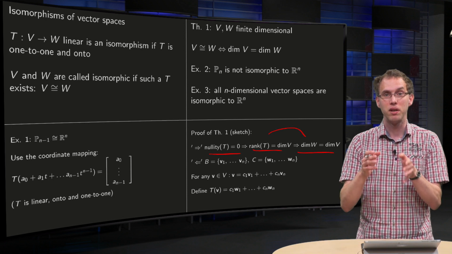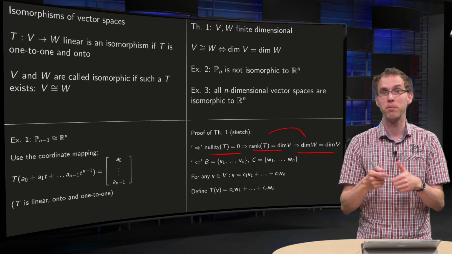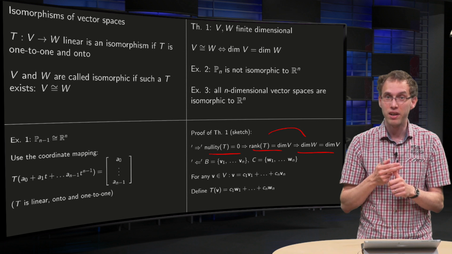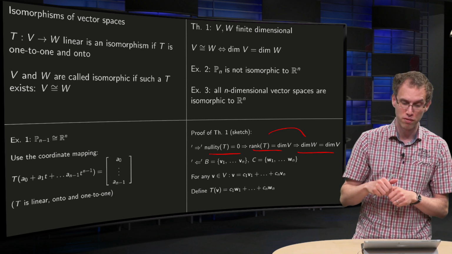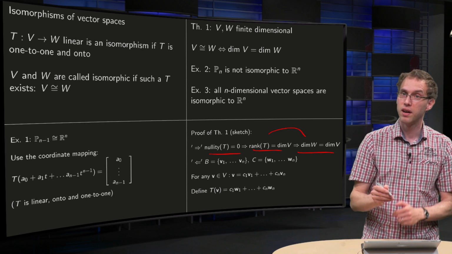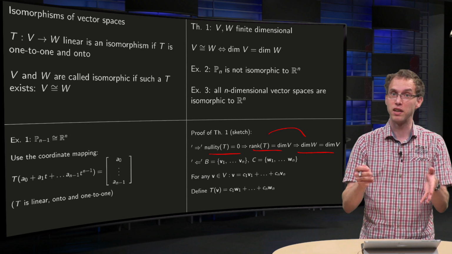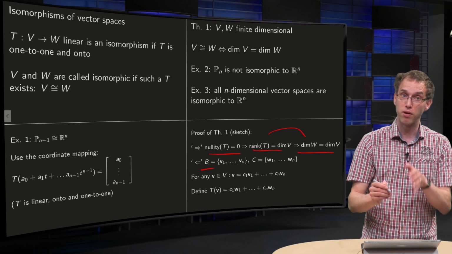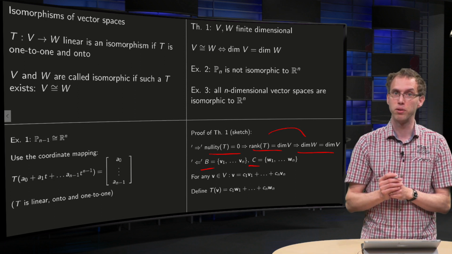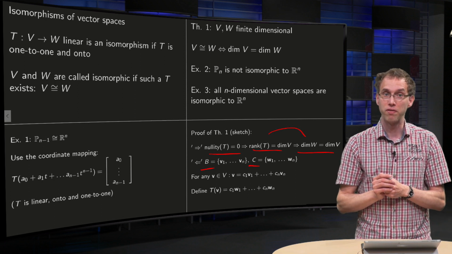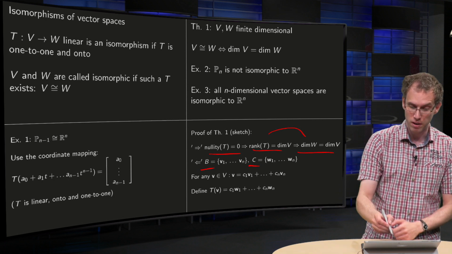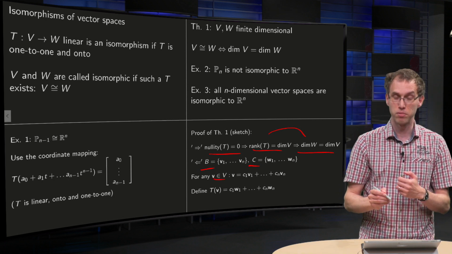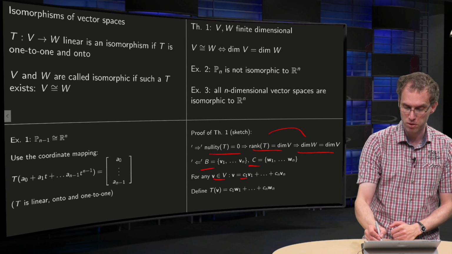The other way around, if the dimensions are the same, you have to find a mapping that is linear and one-to-one and onto. You use the following trick. They have the same dimension. They are finite dimensional, so they both have a basis. A basis B for V and a basis C for W. And how do you find this mapping? Now, you can express any v in terms of its basis, c1 v1 plus ... plus cn vn.